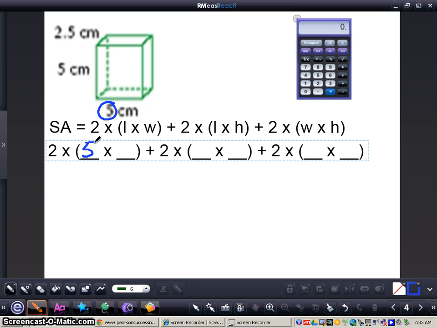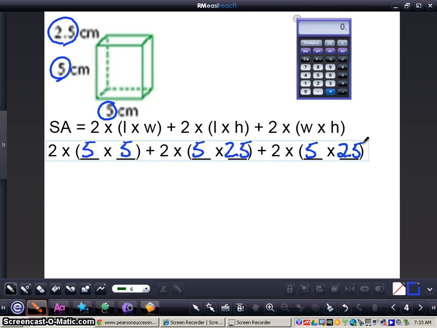I'm going to multiply that by the other 5. Then I'm going to take 5 and multiply that by 2.5. So I'll write 5 here and then 2.5. So there's two other numbers that have not been multiplied. That's the 5 and 2.5. Remember, we have two 5's with this problem, so I'll just write 5 and then 2.5. So we have all our numbers plugged into the formula.